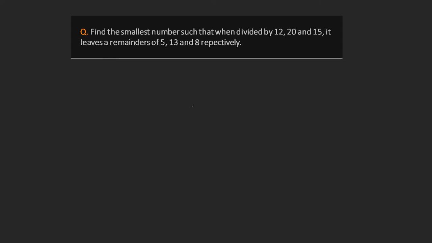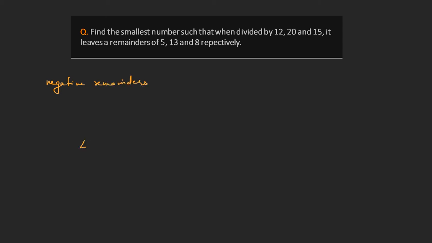Find the smallest number such that when it is divided by 12, 20 and 15 leaves remainders of 5, 13 and 8 respectively. In many ways, this question is similar to the last one. Here too, we are talking about the LCM. But there's one key difference. In this question, we have been given 3 different remainders instead of 1. And if you remember, in the last question, we added the remainder to the LCM. So which of these 3 remainders do we add this time? Well, none of them. Before we can go any further, let me introduce to you the concept of negative remainders.